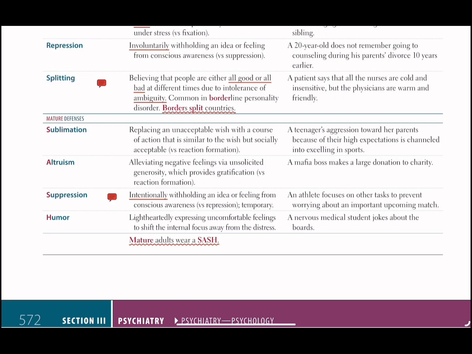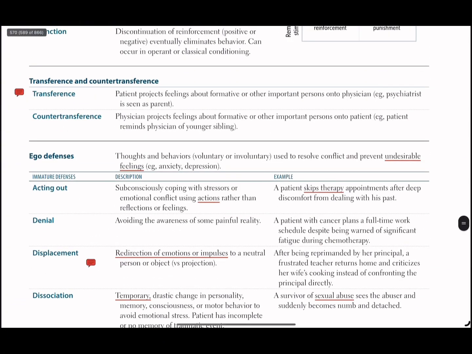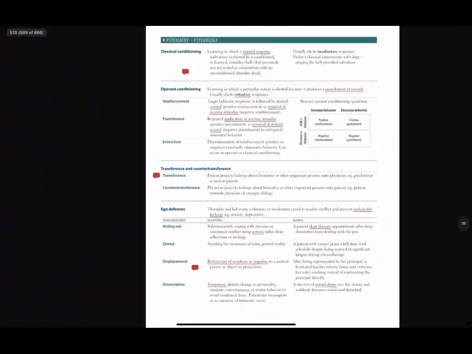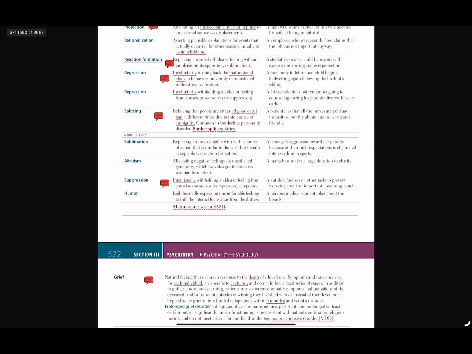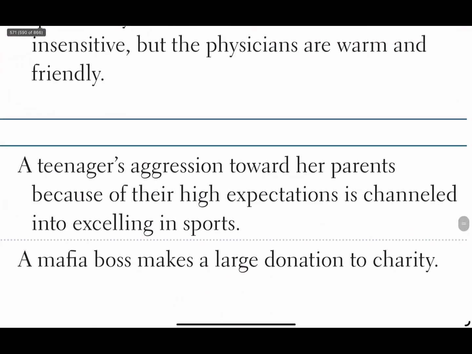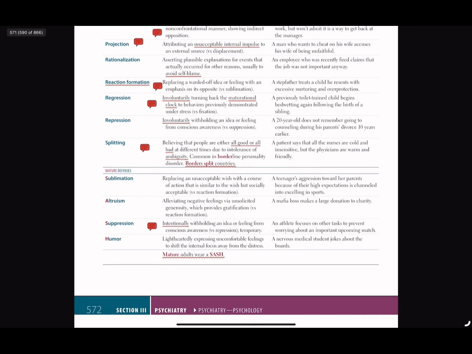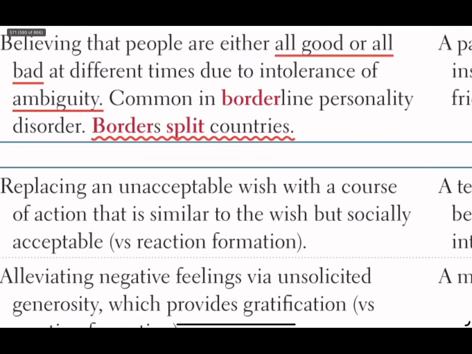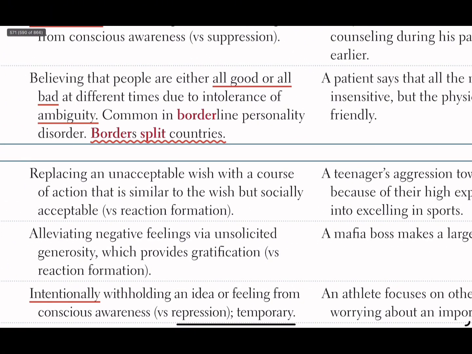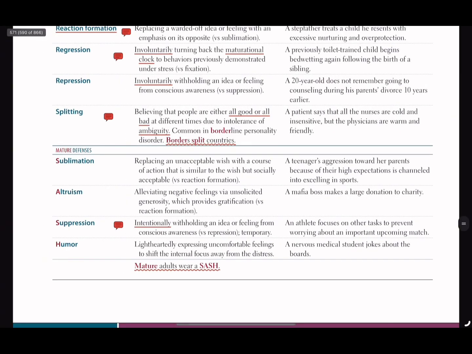Someone is going through an undesirable feeling, which here was the high expectations of the parents. So in sublimation, they replace this feeling with an action that is socially acceptable. Here, high expectation is channeled into excelling in sports. Another example of sublimation: someone is going through stress, so he will start going to the gym, or he will go boxing or whatever.